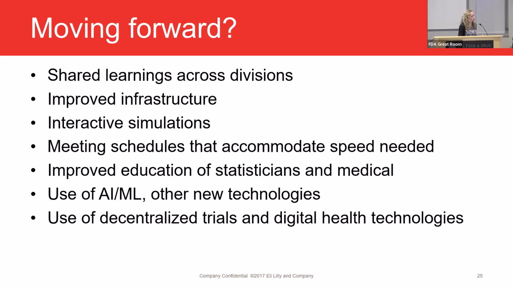I've already touched on meeting schedules that can accommodate the speed that's needed. Improving the education of statisticians and medical staff, both in sponsors as well as at FDA. And then some other things that will continue to play into how we advance these innovative designs: what's the role of AI/ML and other new technologies, and how does the move toward decentralized trials and digital health technologies affect how we borrow, if we borrow in these types of designs? So, things to think about.